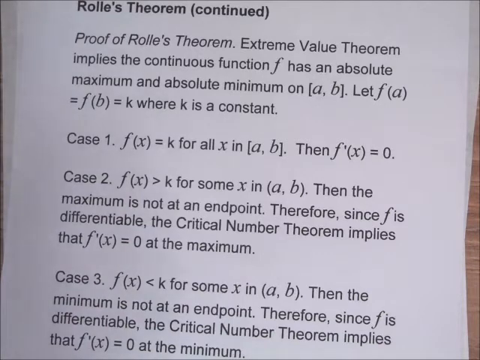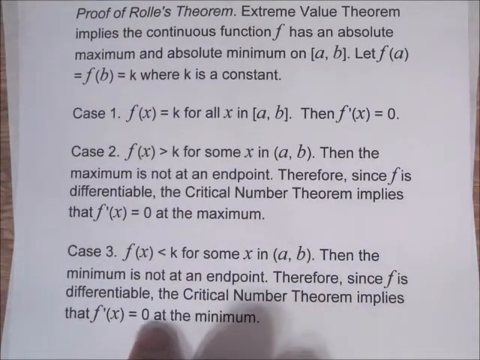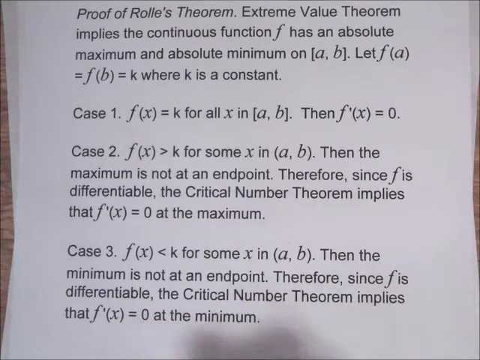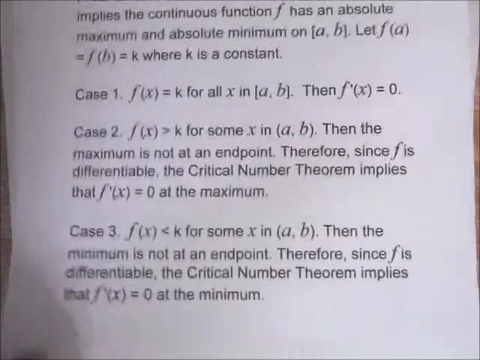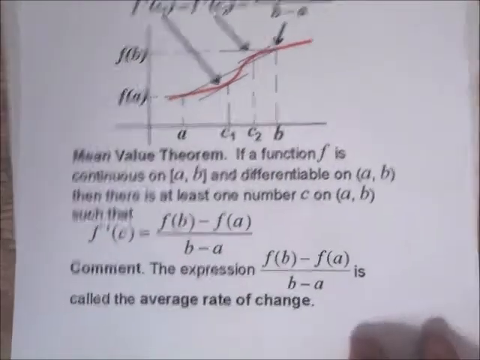Case 3, f of x is less than k for at least some x in [a, b], then the minimum is not an endpoint. And there, again, since f is differentiable, the critical number theorem implies that f prime of x equals 0 at the minimum. So the point where it's equal to the minimum is going to be the point c. So that's the proof. And let's go on to the mean value theorem.